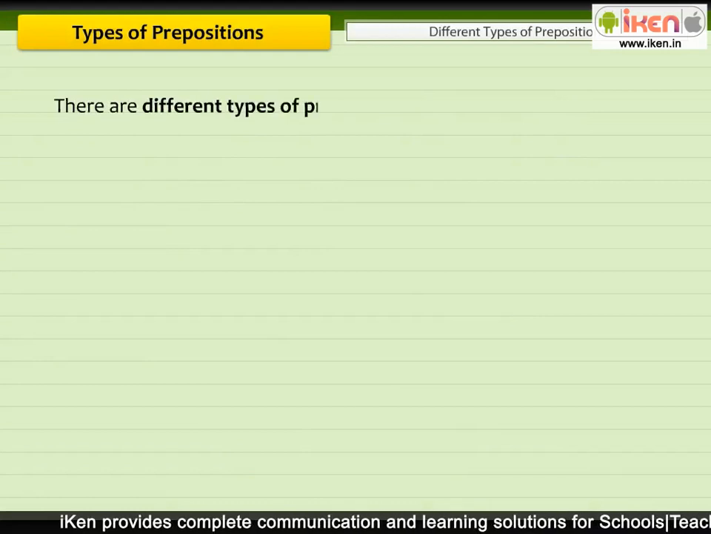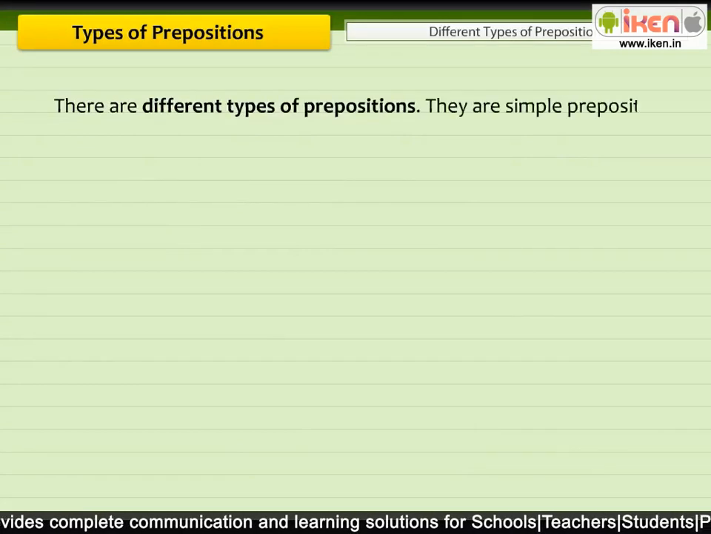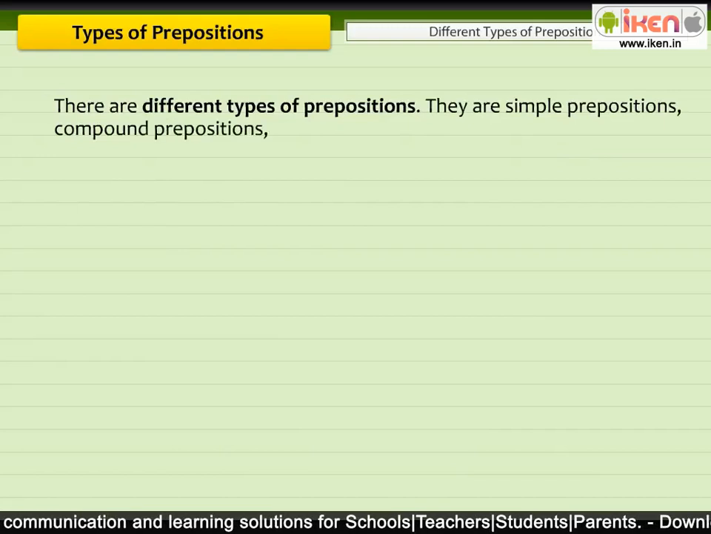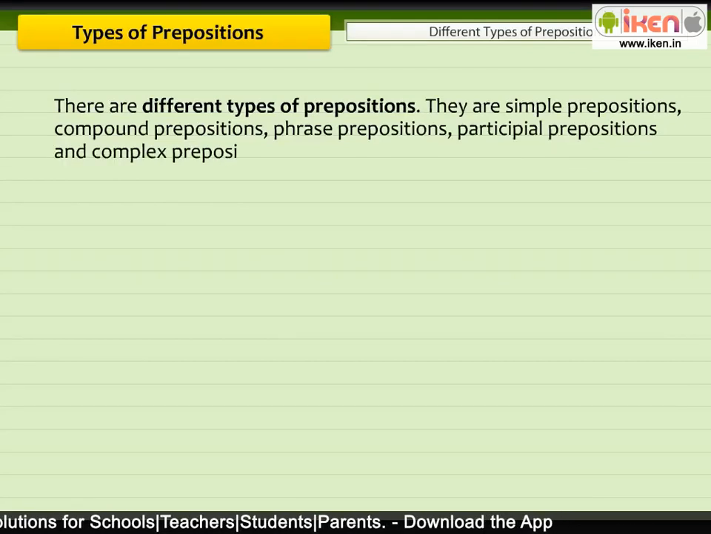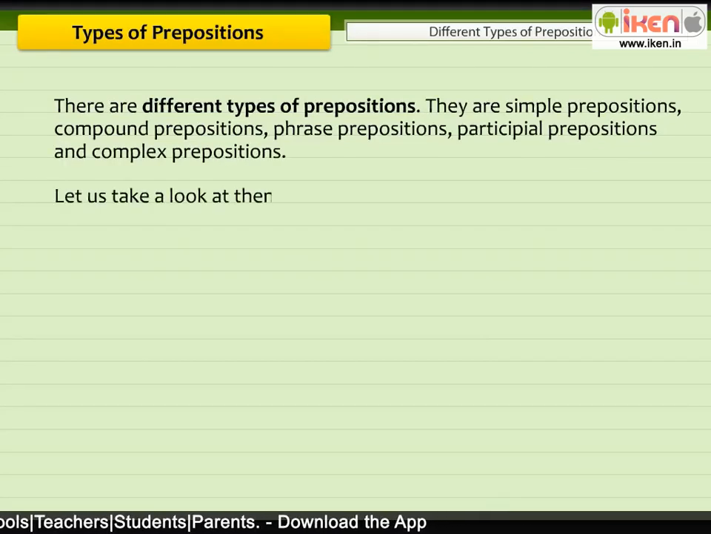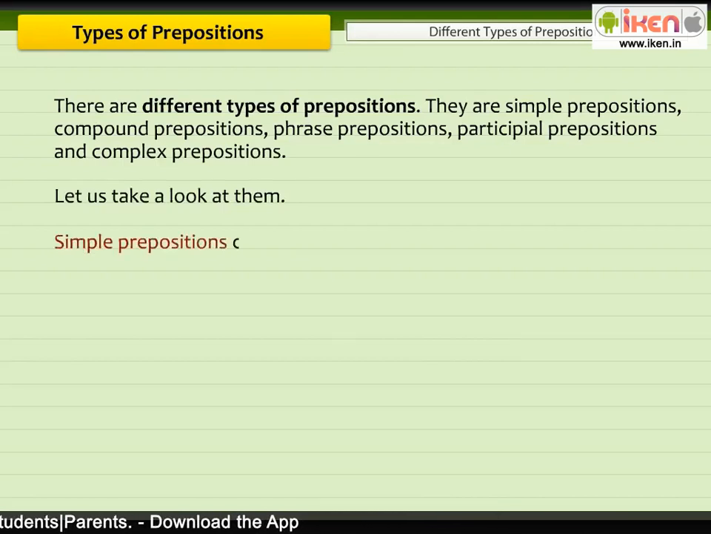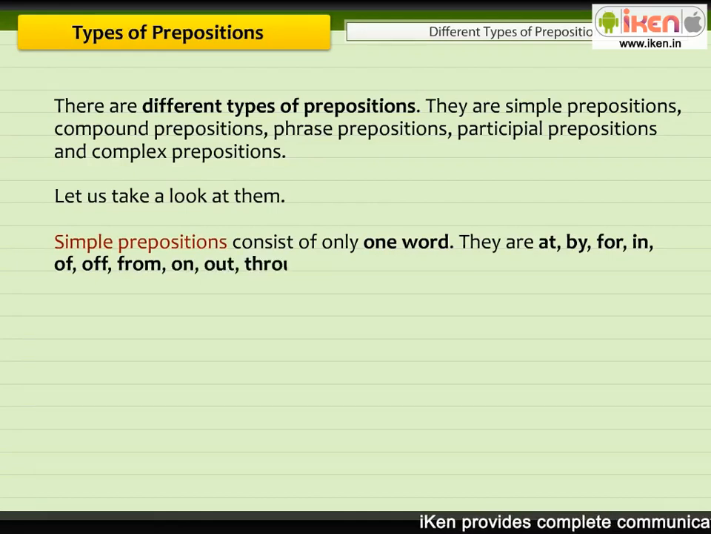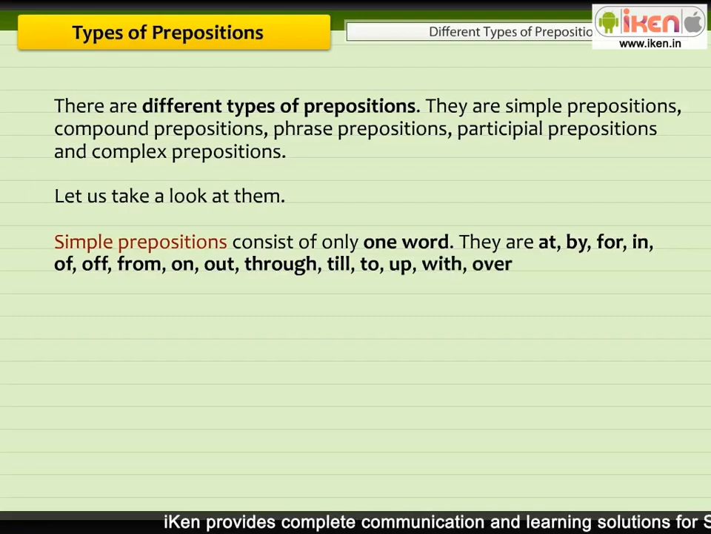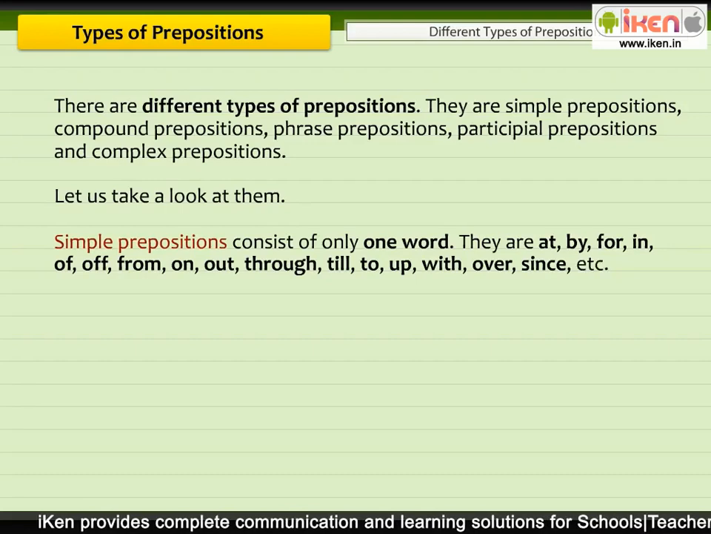There are different types of prepositions. They are simple prepositions, compound prepositions, phrase prepositions, participial prepositions, and complex prepositions. Let us take a look at them. Simple prepositions consist of only one word. They are at, by, for, in, of, from, on, out, through, till, to, up, with, over, since, etc.